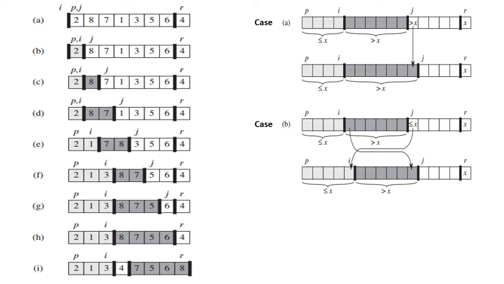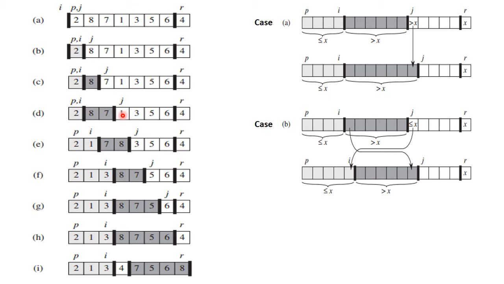Now the next element at index J is 7, which is also greater than pivot element 4. So it is again the first case, and we just increment J one position right so that 7 is automatically included in the second partition. This is the first partition, this is the second partition.